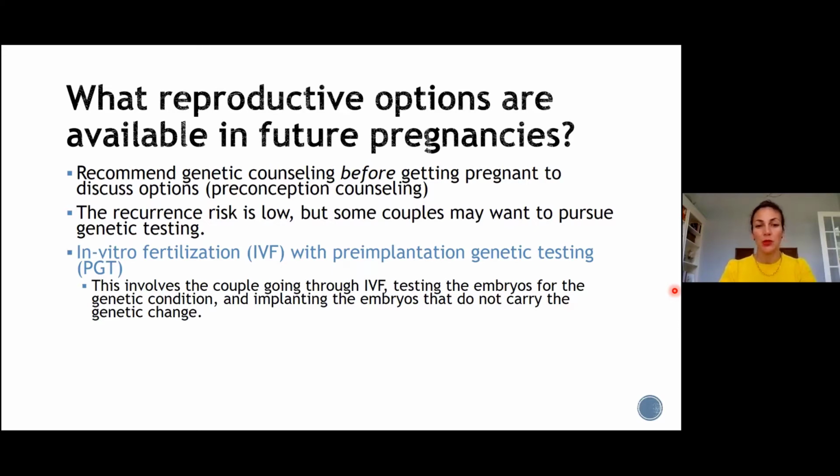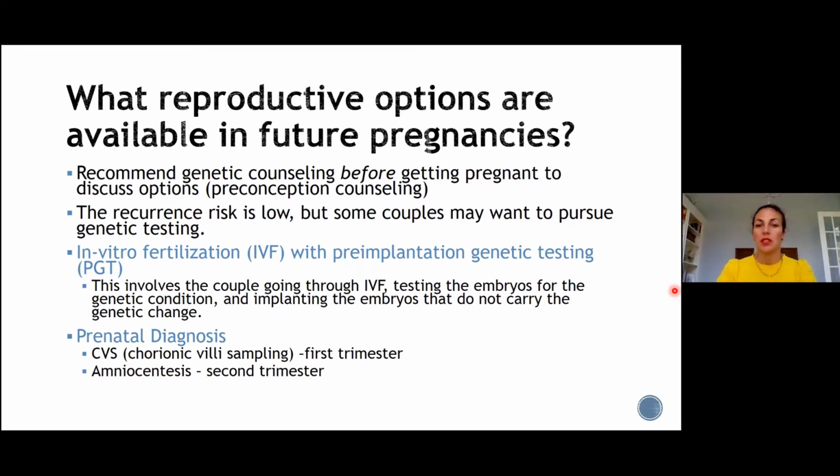So the couple will go through IVF, in vitro fertilization, with the sperm and egg, and then they will have embryos that are created from that. And then there are labs that will test the embryos for the genetic condition that is in the family and implant the embryos that are unaffected or do not carry that genetic change. This has been done for a long time now and with great success.